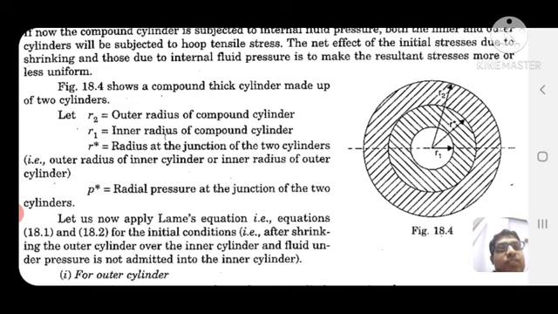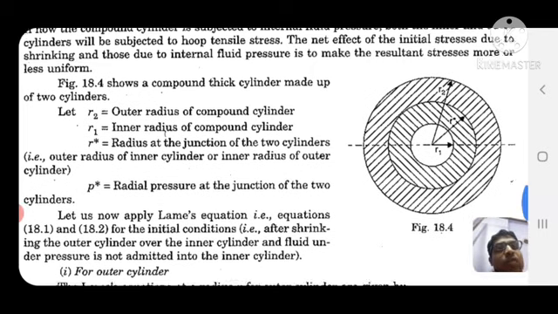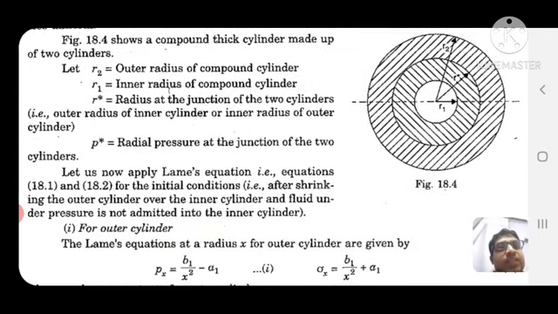Okay, actually this Figure 18.4 shows a compound thick cylinder made up of two cylinders. R2 is the outer radius of the compound cylinder. R1 is the inner radius of the compound cylinder. R star is the radius at the junction of the two cylinders. P star is the radial pressure at the junction of the two cylinders.